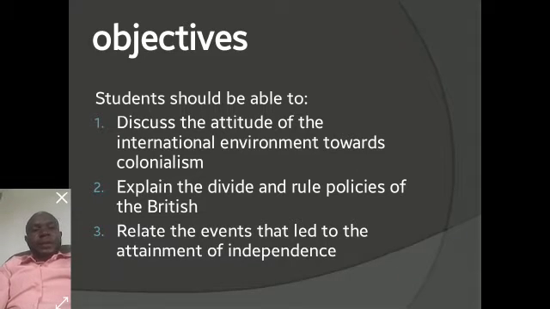Our objective for this lesson will be as follows. The students should be able to discuss the attitude of the international environment or international community towards colonialism, explain the divide and rule policies of the British, and number three, relate the events that led to the attainment of independence in Nigeria.